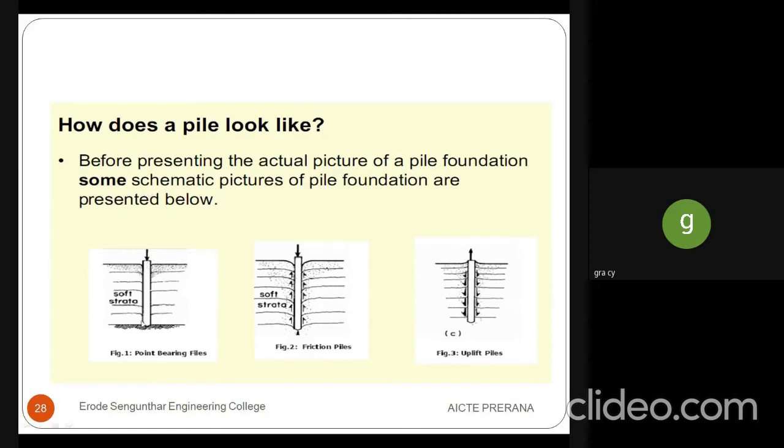See, for soft strata, the point bearing pile will be at the ground level. And then friction pile. In friction pile, if you are placing the pile here, some resistance is applicable at the edge of the pile, in the upward direction. While in uplift pile, the direction is downward.